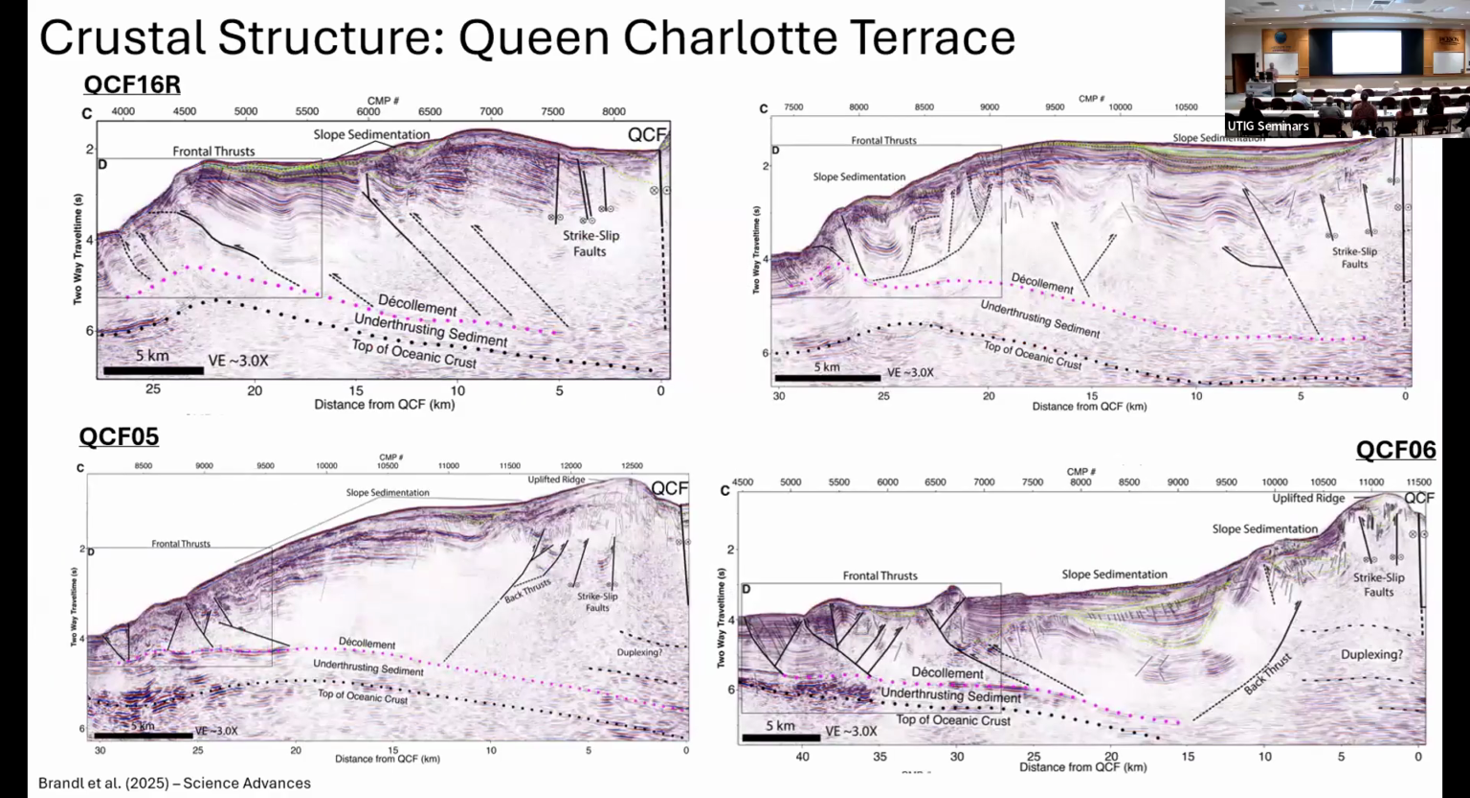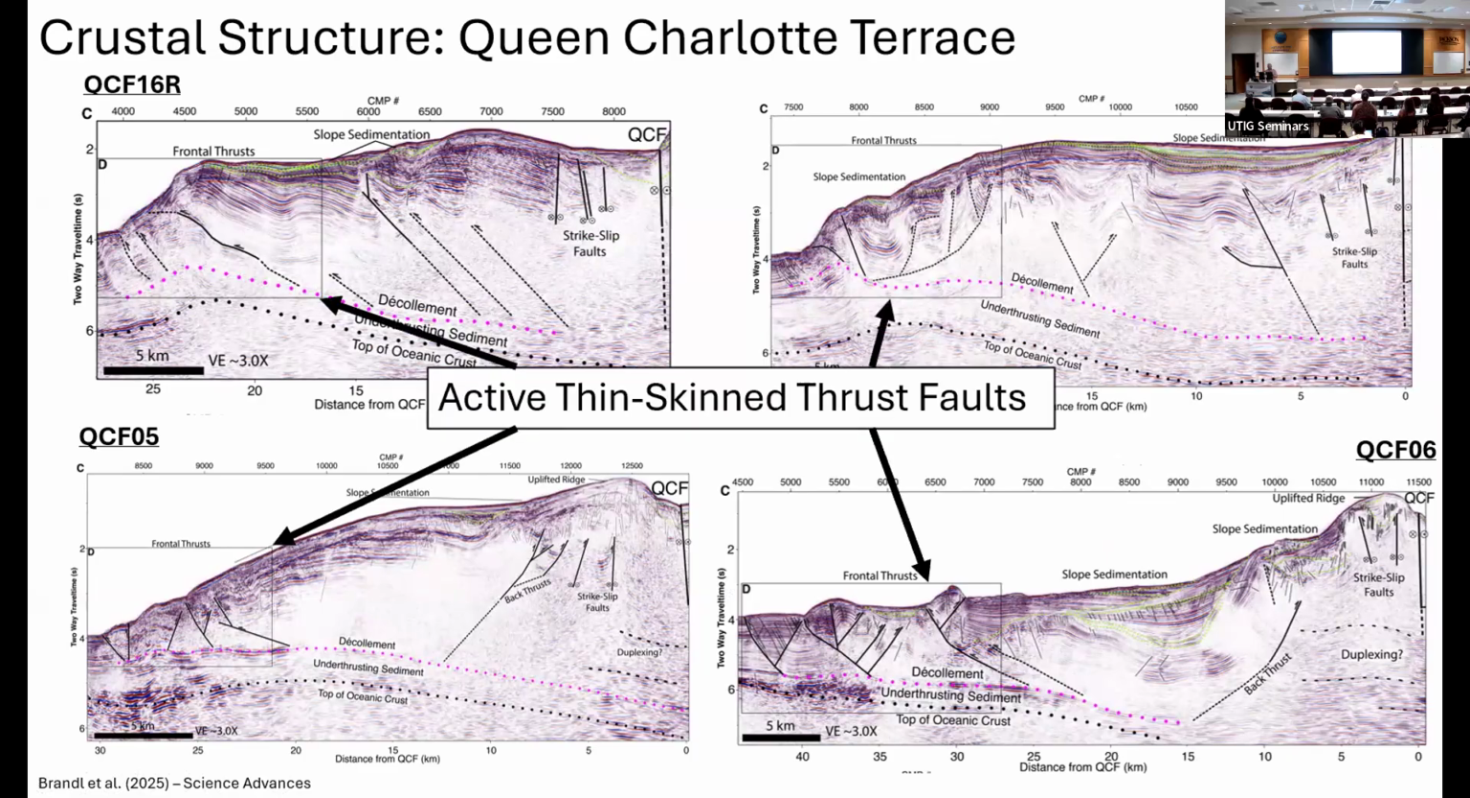Oh, sorry. If we just zoom in onto it, this is the Queen Charlotte Terrace with all of these thrust faults. And if we step through some of the major observations near the deformation front, within the outer maybe 10 kilometers of the terrace, we have a series of active thin-skinned thrust faults that are accommodating the convergence, and they're uplifting Pacific plate sediments to build out the Queen Charlotte Terrace.